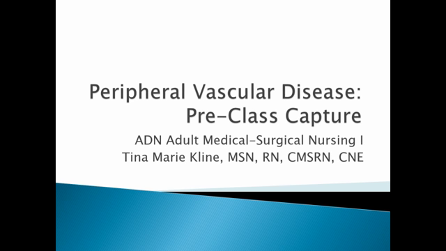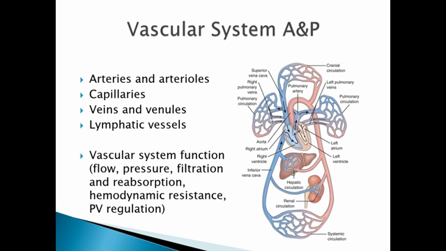In this capture, we're going to take a look at peripheral vascular disease, and that involves both arterial problems and venous problems. So let's start by just doing a little bit of review of the vascular system anatomy and physiology.